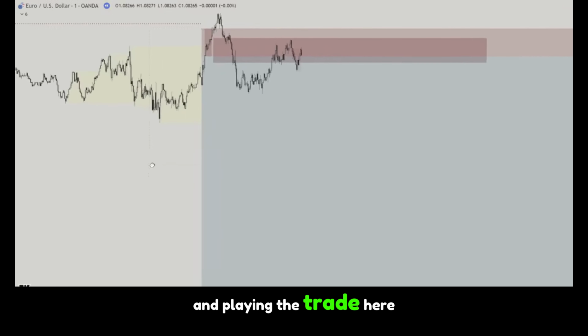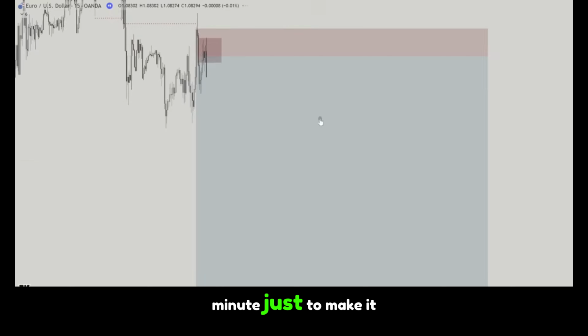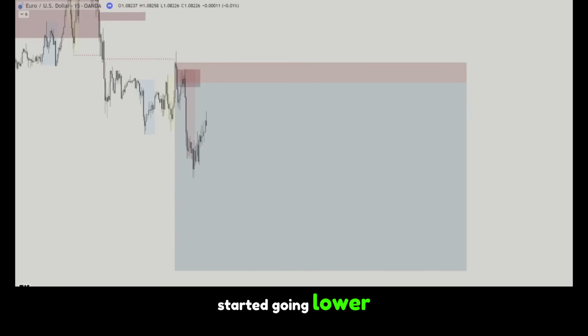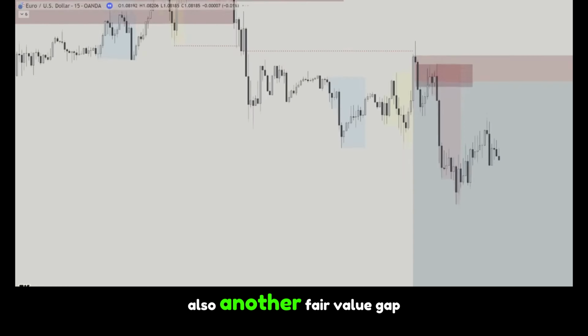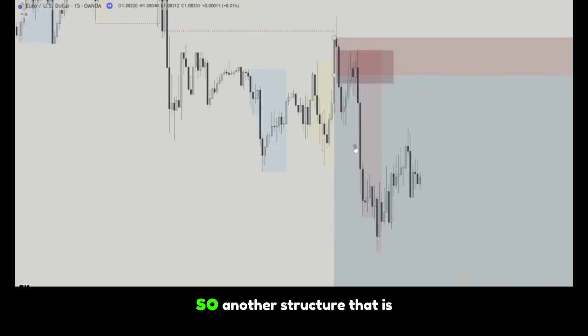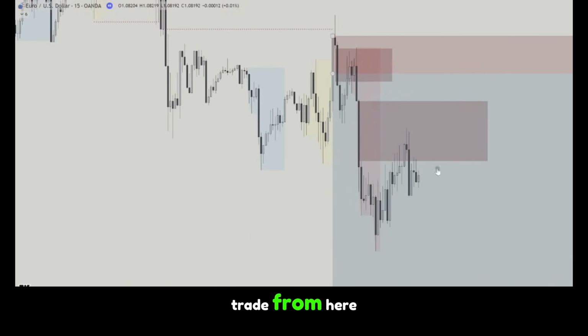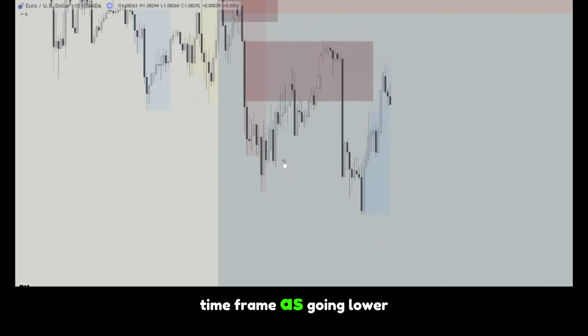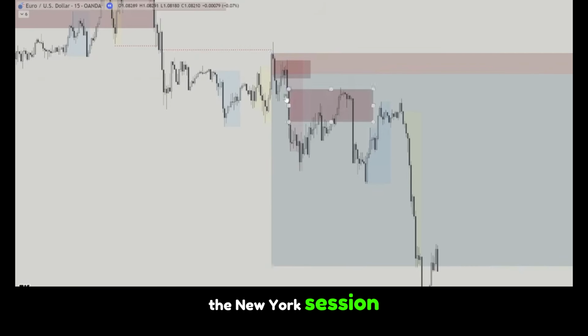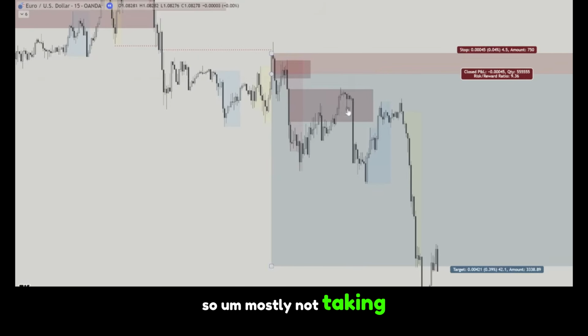And playing the trade here, actually going to 50 minutes just to make it faster. So there you go. Price started going lower. And you have, what? Also another fair value gap created here after price filling this 4-hour fair value gap. So another structure that is new. We could have taken a trade from here based on the 1-minute time frame. It's going nowhere, right? But this was not in the New York session. So mostly not taking a trade here.